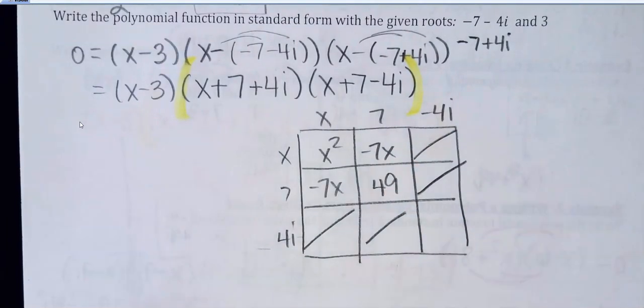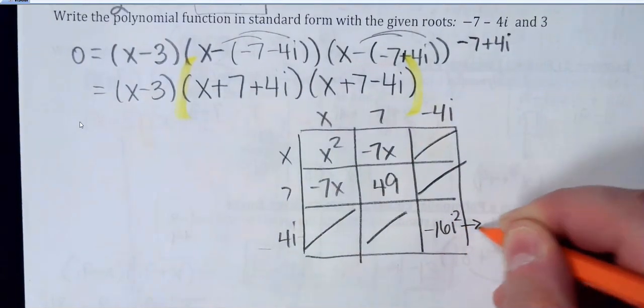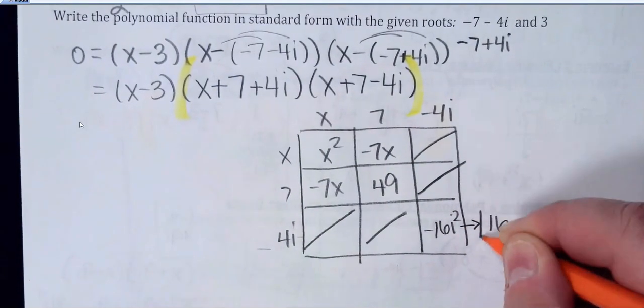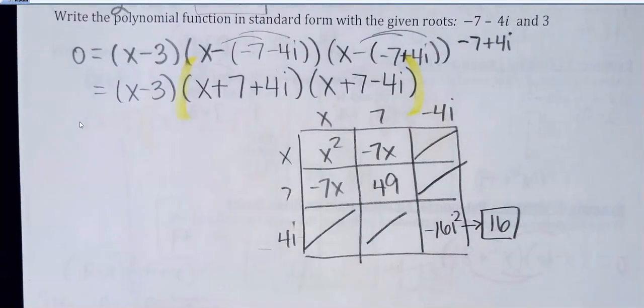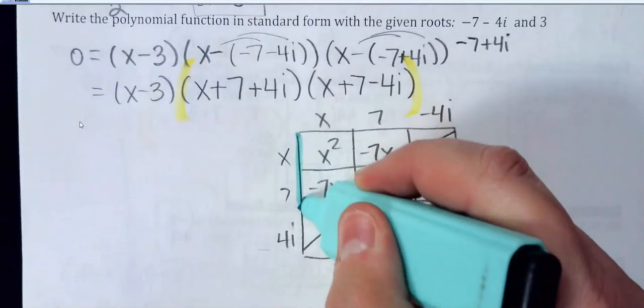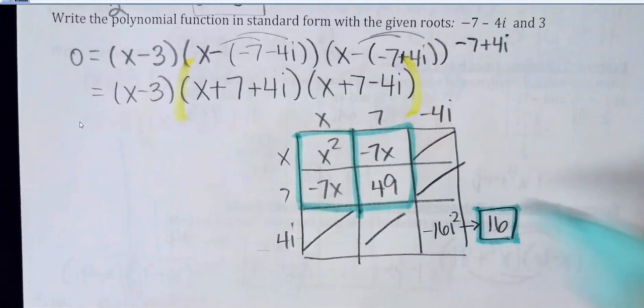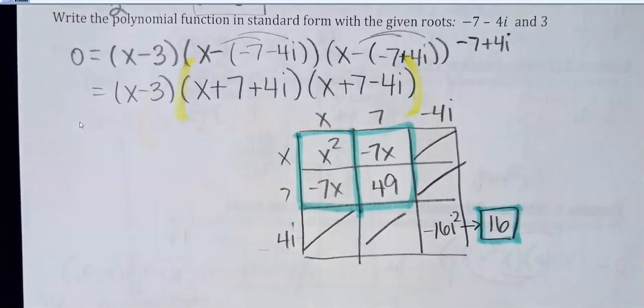Now, the bottom corner here would be negative 16i squared, which is really equal to positive 16, right? Negative 16, i squared is negative 1. So negative 16 times negative 1 will give you positive 16. So these 5 boxes, I'm going to combine my like terms to simplify.